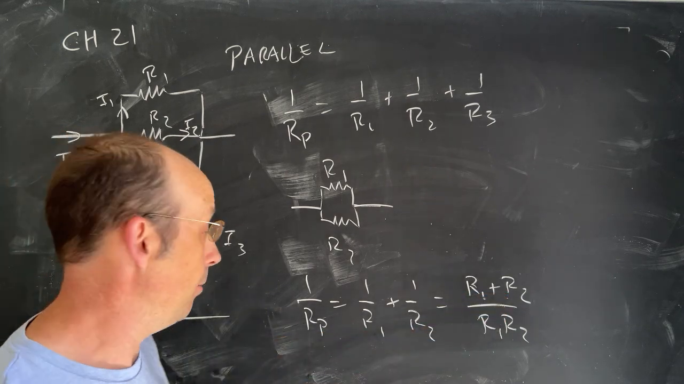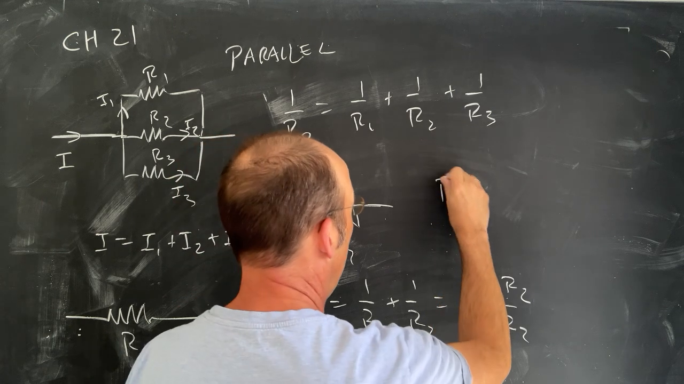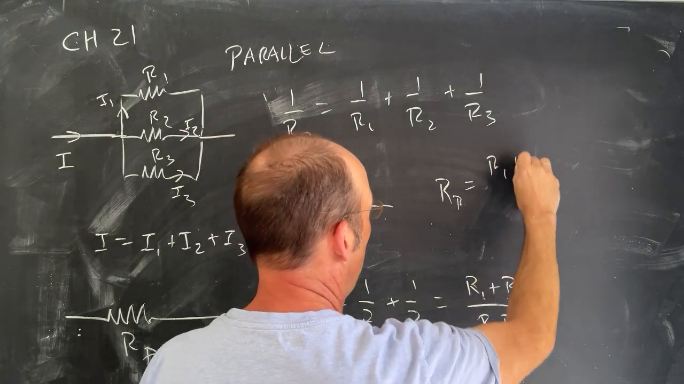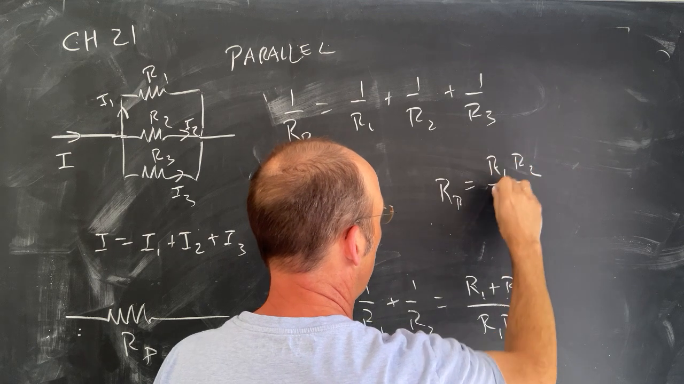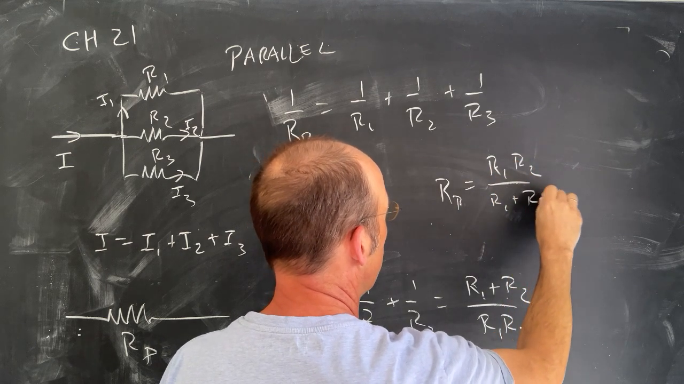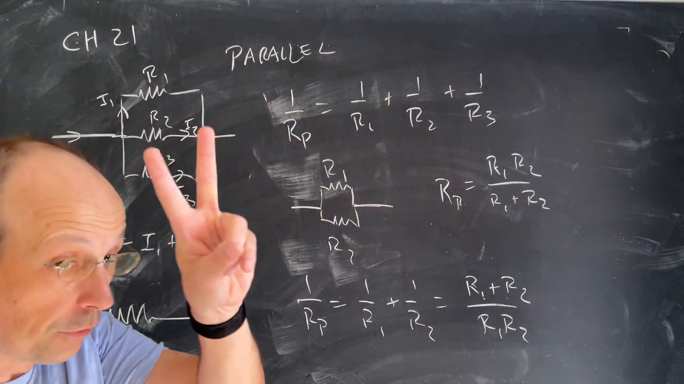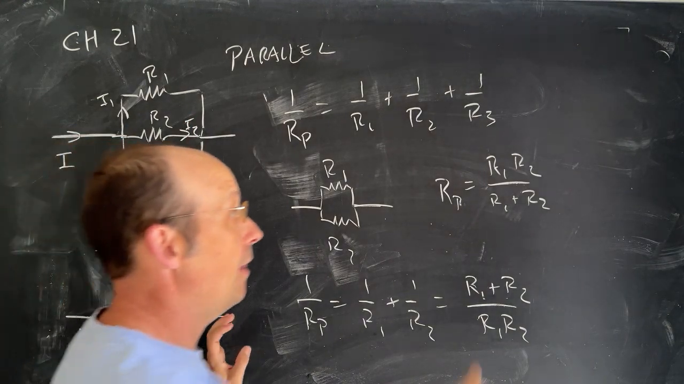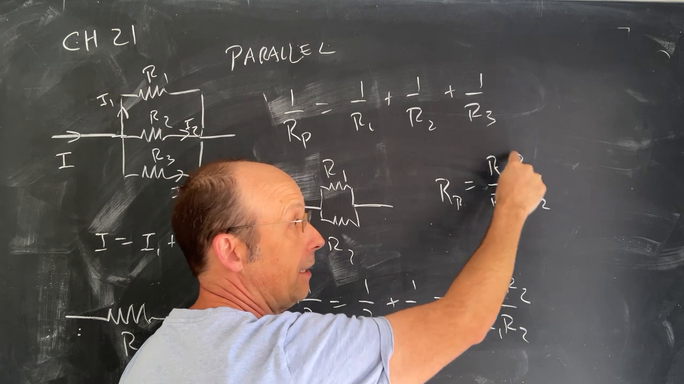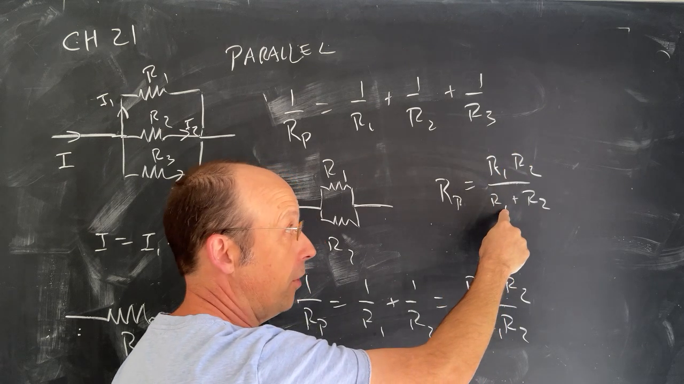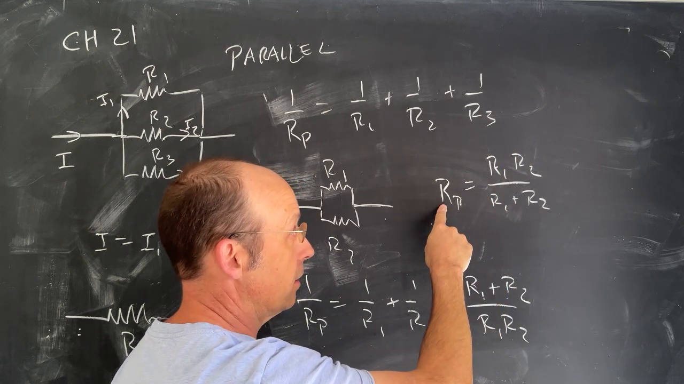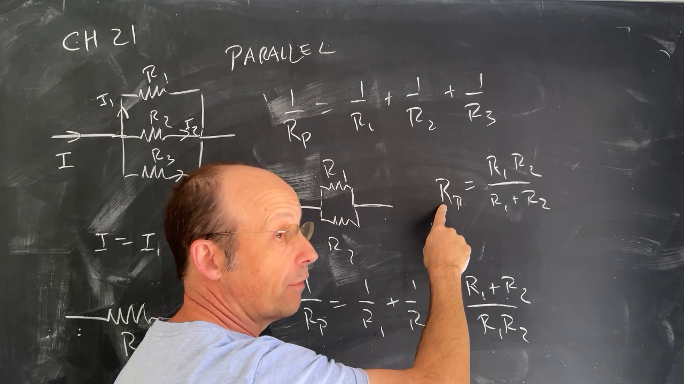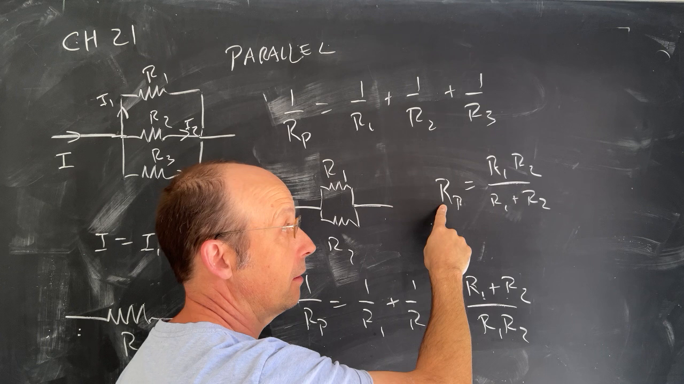I can now combine the tops. So this says R parallel is R1 R2 over R1 plus R2. That only works for two resistors in parallel, okay? But you'll notice that since I'm multiplying these and dividing by the sum of those, the equivalent resistance has to be less than each individual resistor, right?